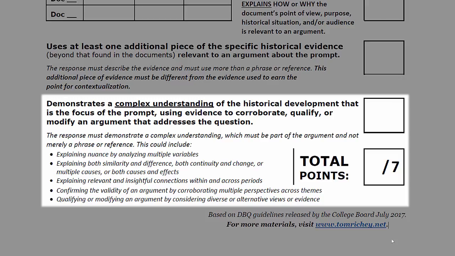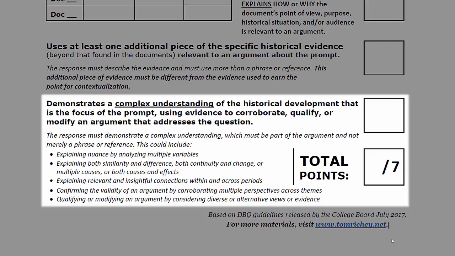The response demonstrates a complex understanding of the historical development that is the focus of the prompt, using evidence to corroborate, qualify, or modify an argument that addresses the question. The response must demonstrate a complex understanding, which must be part of the argument and not merely a phrase or reference. You see this a lot.